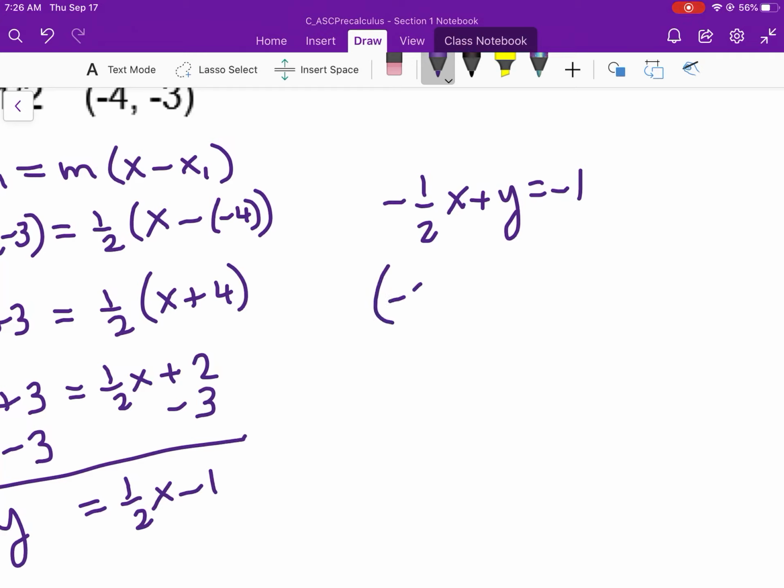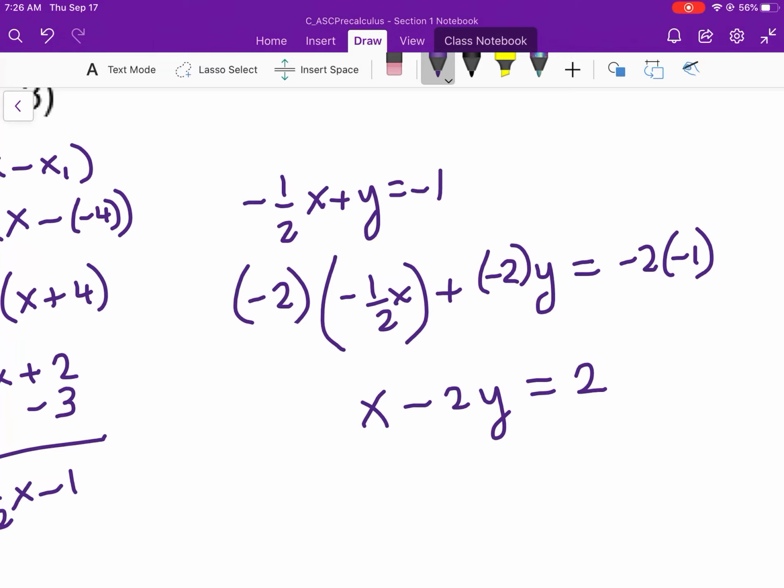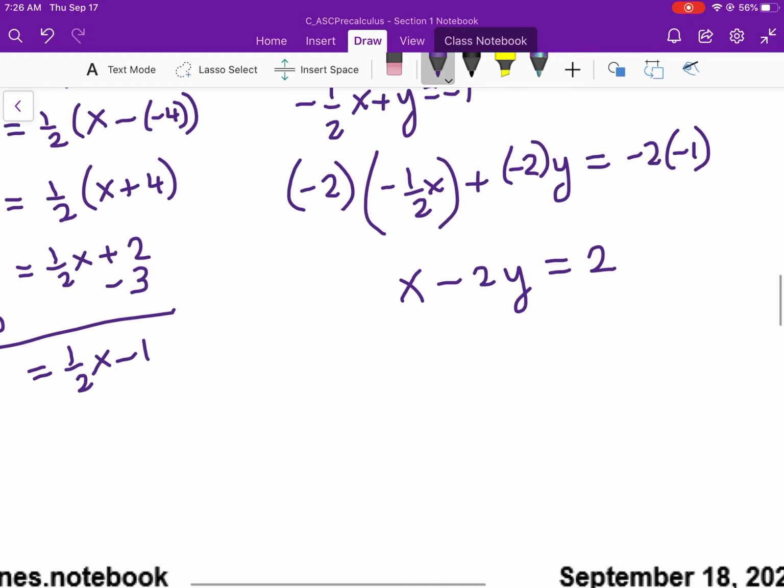So I'd multiply all of this by -2. -1/2 x times -2, and y times -2, and -1 times -2. So I get x minus 2y equals 2. Again, rarely do we have to do that, so I'm just throwing it out there because algebra is fun today.